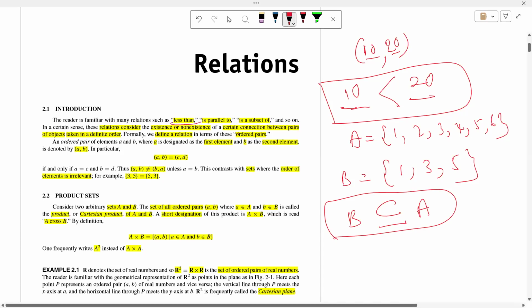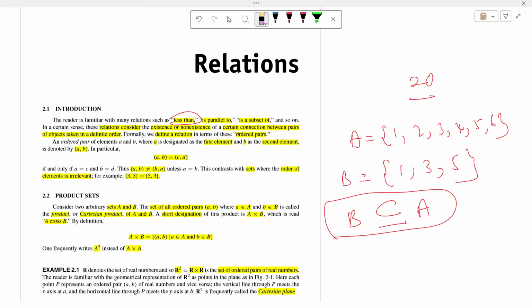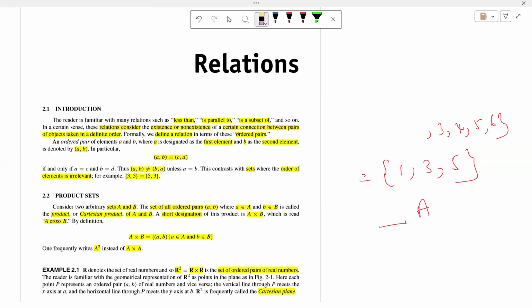So less than you are already familiar with. Sometimes you learn that if you have a straight line y is equal to mx plus c, say mx plus 5, then you will find the parallel line for this. So these two lines are in a relation, the parallel relation. Likewise, relations means you need to define the relationship between two attributes or two sets or two values. That is what we call relations.